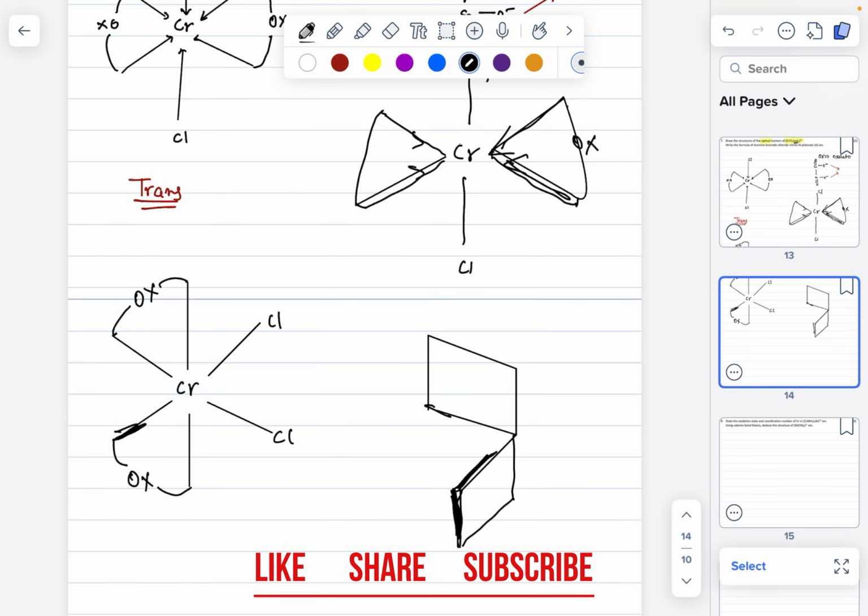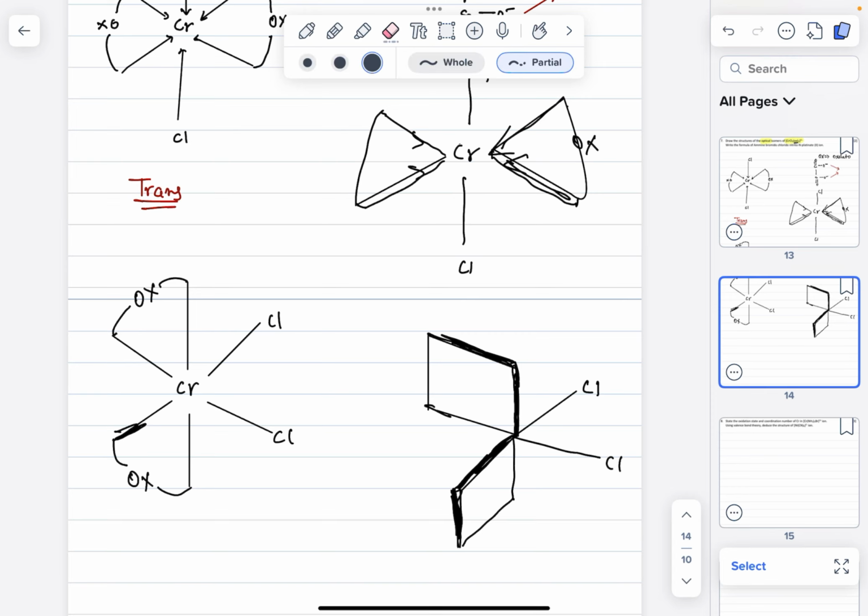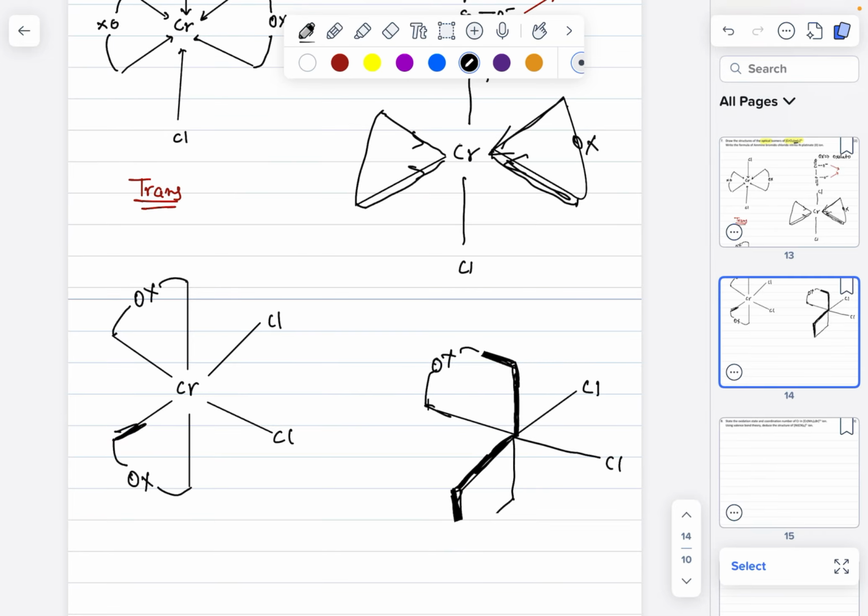See, I'm trying to visualize it. These are two planes mutually perpendicular, and this is chlorine and this is chlorine. Means this is your axis, this is your axis. Now this is your axis. Over here, this is your axis. Getting?